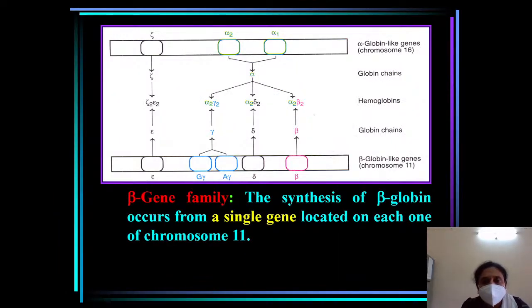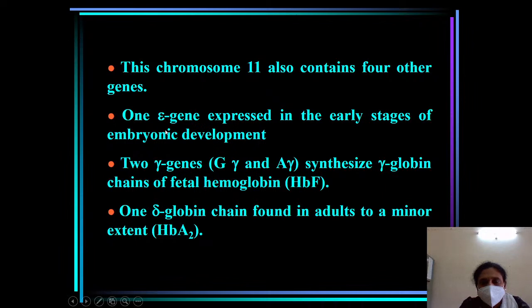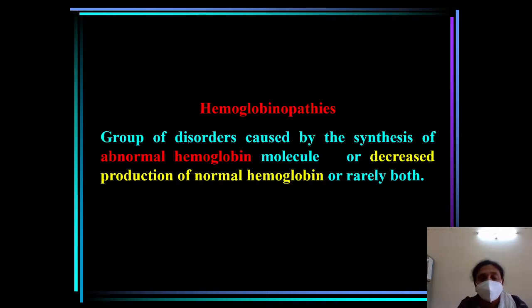And the next one is the beta gene family located on chromosome number 11. A single gene is responsible for the synthesis of 2 beta chains, and it also contains one epsilon gene that is expressed in the early stages of embryonic development, and 2 gamma genes, G gamma and A gamma, which synthesize the gamma chains of fetal hemoglobin. And on the beta family, on chromosome number 11, there is also the delta globin gene, which is found in adult hemoglobin HbA2. Okay, that is the basics of the genes which are responsible for synthesis of globin chains.